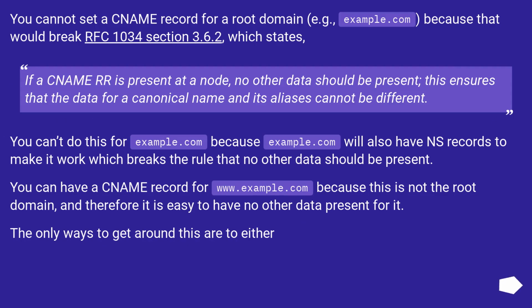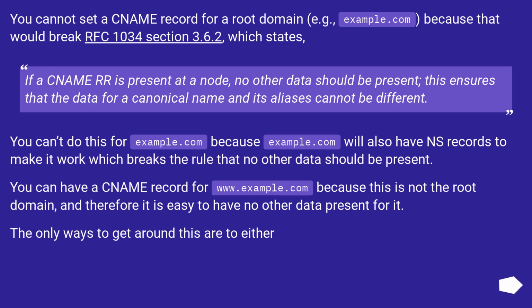You cannot set a CNAME record for a root domain, for example example.com, because that would break RFC 1034 section 3.6.2, which states, if a CNAME RR is present at a node, no other data should be present. This ensures that the data for a canonical name and its aliases cannot be different. You can't do this for example.com, because example.com will also have NS records to make it work, which breaks the rule that no other data should be present.